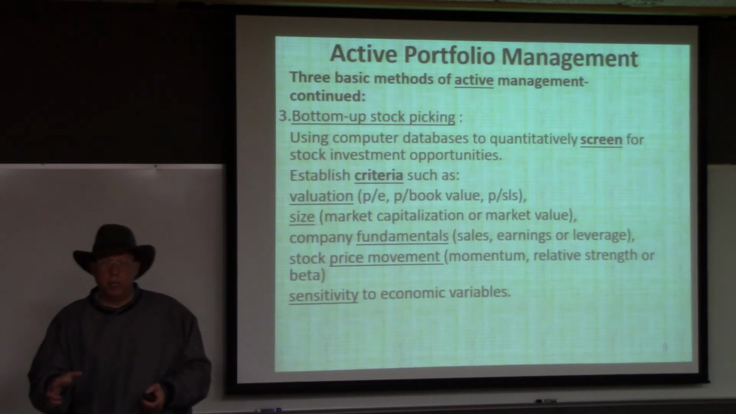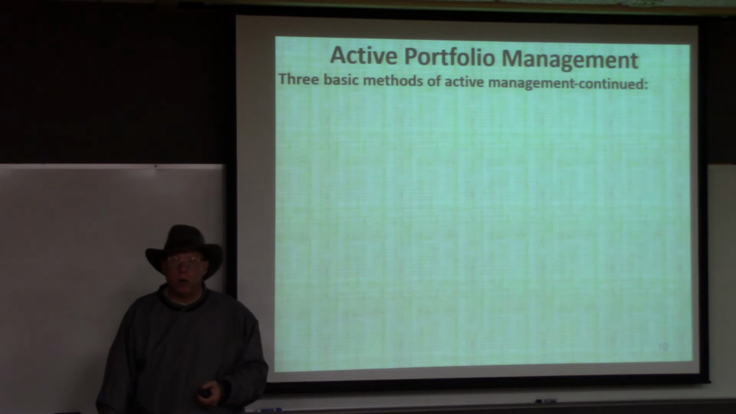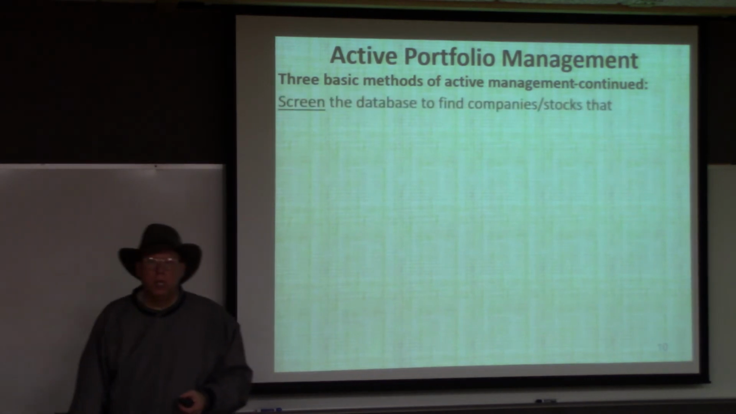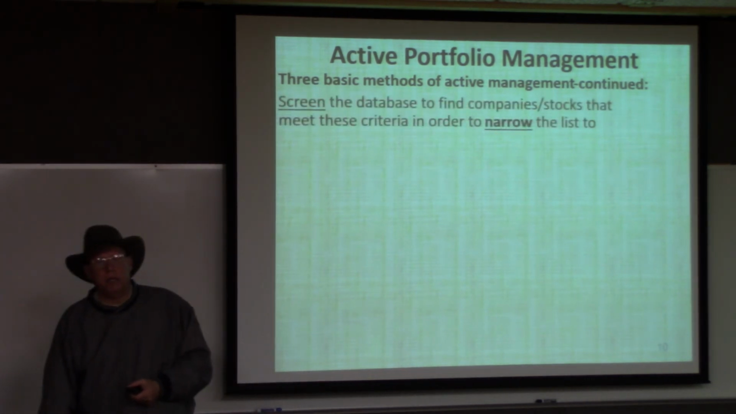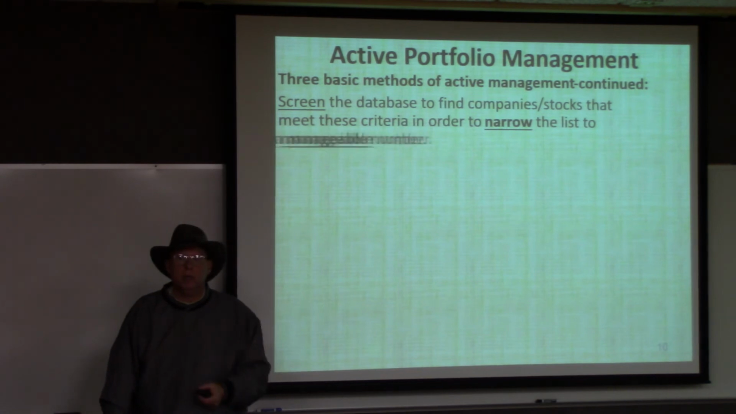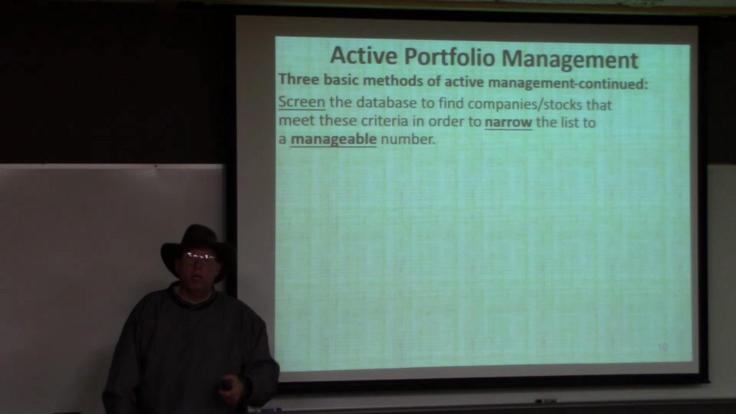You look for certain traits, and then you overweight or underweight. So you screen the database to find companies or stocks that meet this criteria in order to narrow the list to a manageable level, a manageable number.